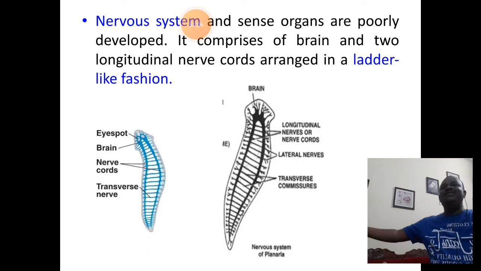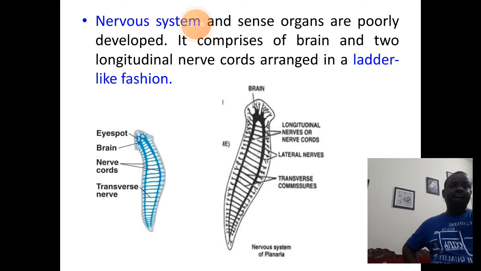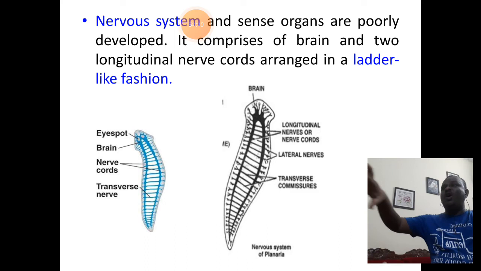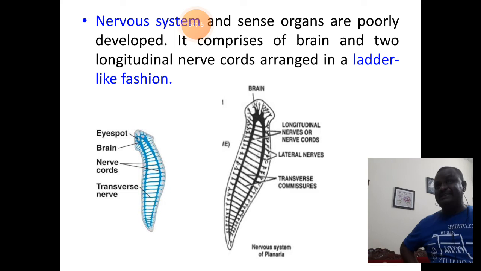The head is associated with the eyes and the auricles. So these nerves will connect some with the eyes, some with the auricles. The auricles have chemosensitive, chemoreceptor sensory activities. So that's about the brain.